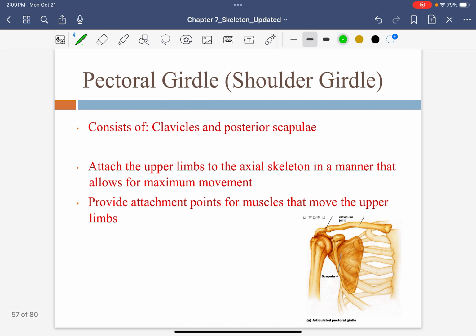Let's mention that. It's a funny word, isn't it? Girdle. It's kind of like an updated Spanx. Haha. So the pectoral girdle would be the bones that connect the arms to the body.